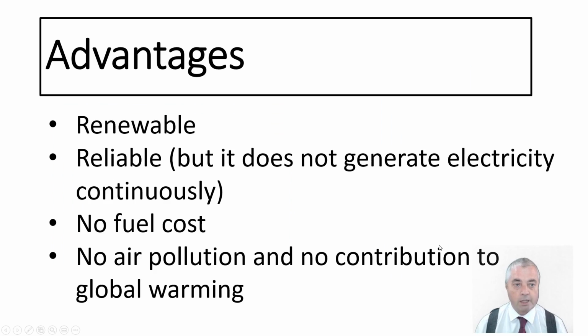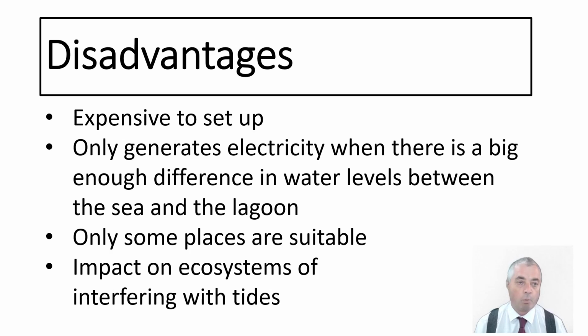So what are the advantages and disadvantages? Well, it's renewable because the tide's going to keep working. It's reliable because you know when the tide's going to come in and when it's going to go out, but you can't actually use it to generate electricity 24 hours a day. You need the tide to be coming in, or you need the tide to be going out. So it's reliable, but it doesn't generate continuous electricity. There's no fuel, so we've got zero fuel costs, and it doesn't have any air pollution, so it doesn't contribute to global warming. But what are the disadvantages?